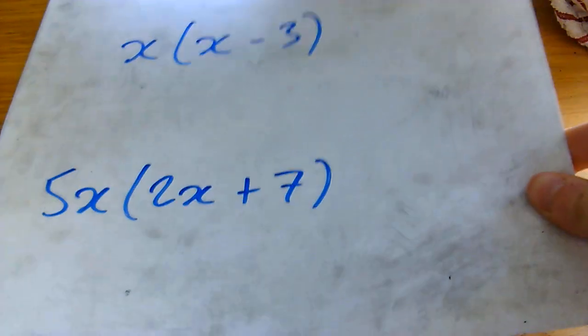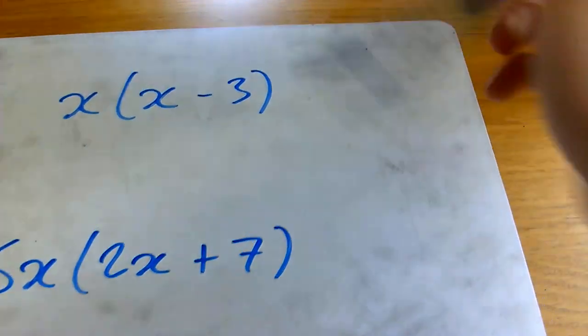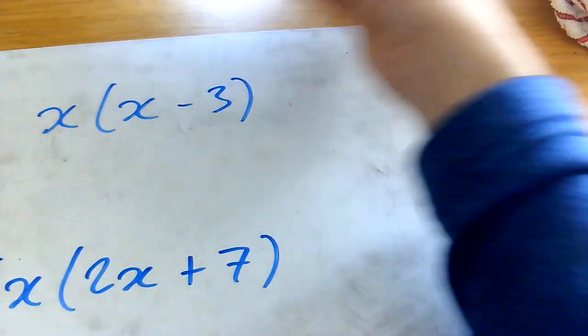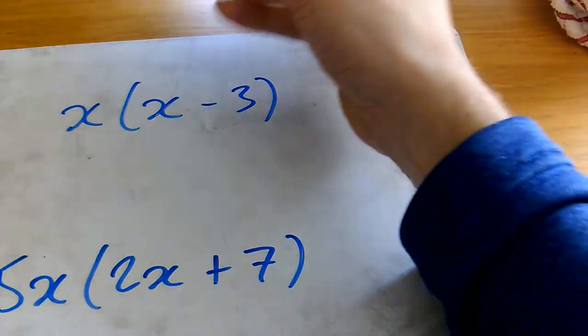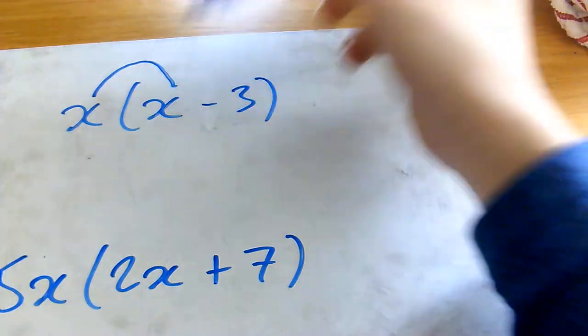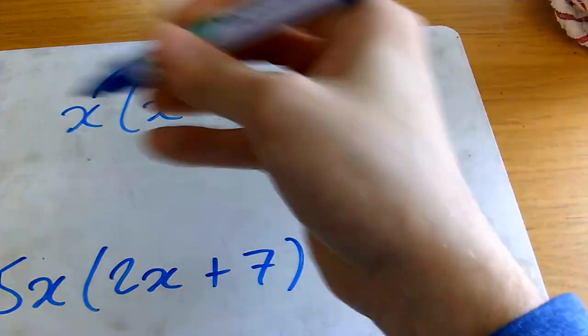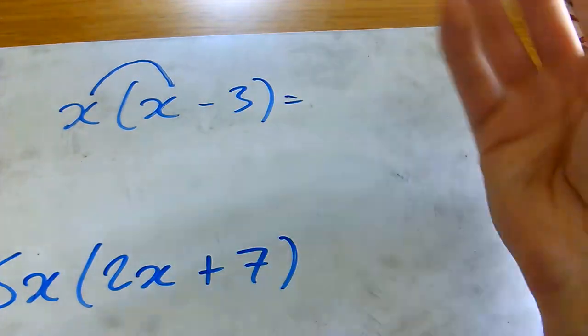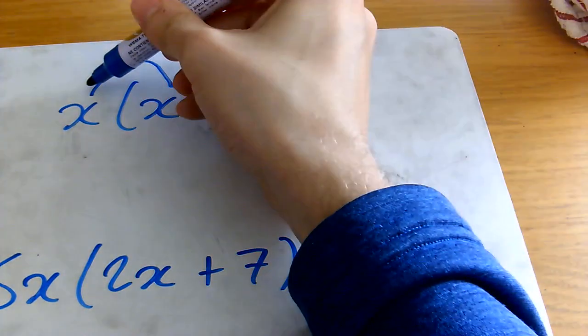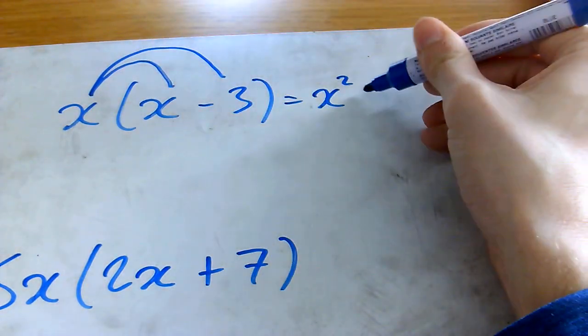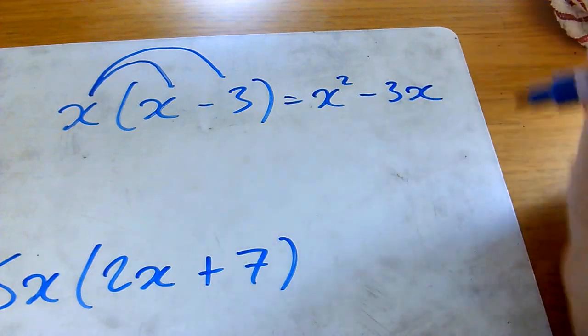Final couple of examples. You can have algebraic terms on the outside of the bracket as well. So here we've got x on the outside and on the inside. The method will be the same though. X multiplied by x. Well, anything multiplied by itself, you call that squared. So that's going to be x squared. And then x multiplied by negative 3, negative 3x.